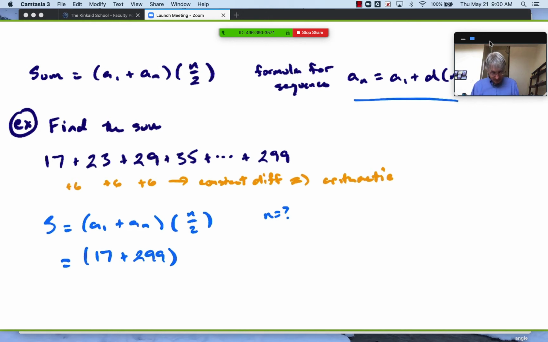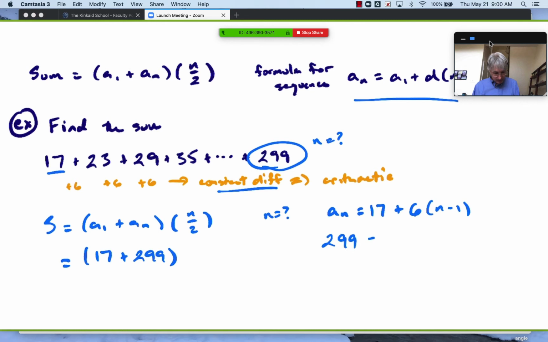And so I'll say, for this sequence, a sub n is 17, the first term, plus 6, that constant difference, times n minus 1. I'm looking for n, so I'll say that's the nth term, I don't know what n is, so 299 equals 17 plus 6 times n minus 1, and so now this is the equation that I have to solve.